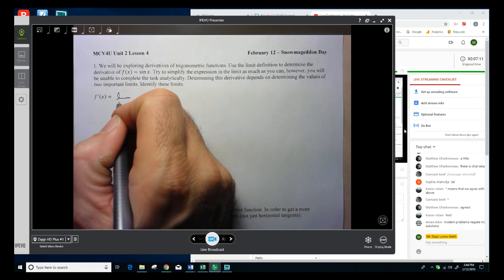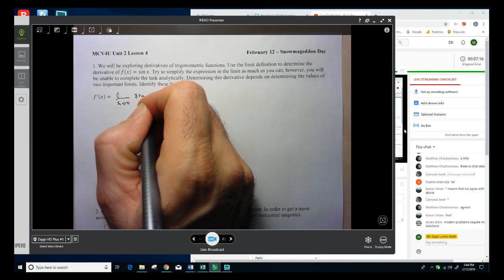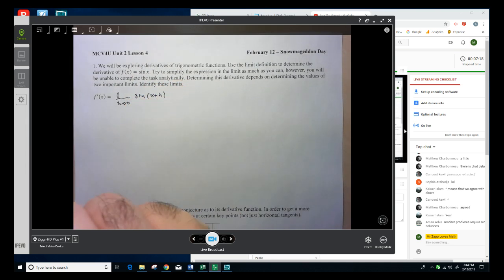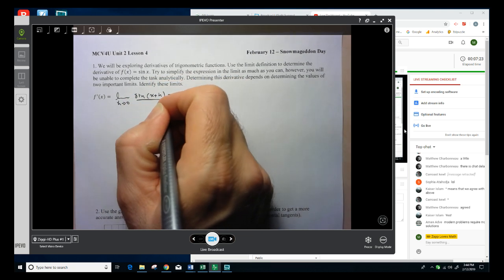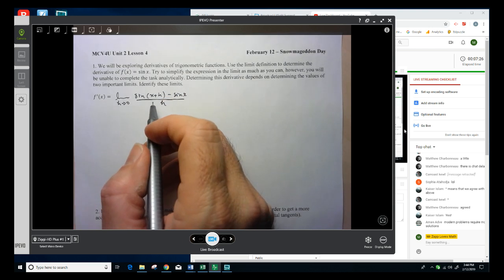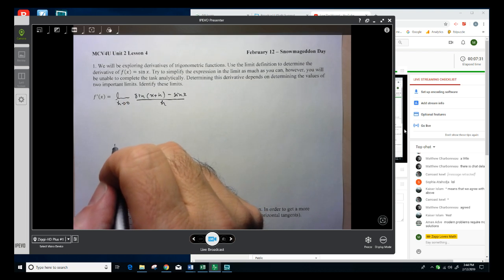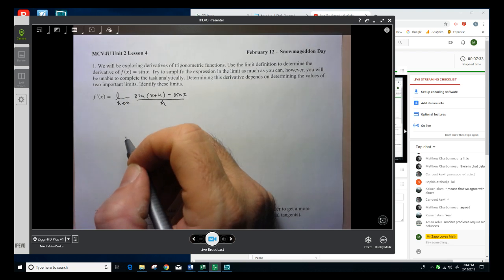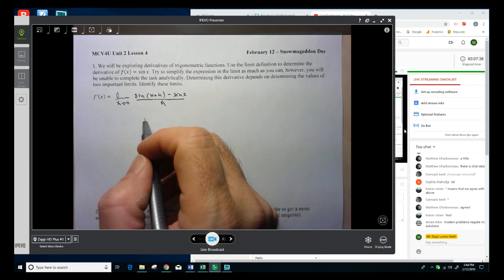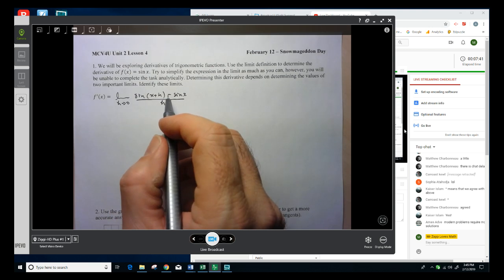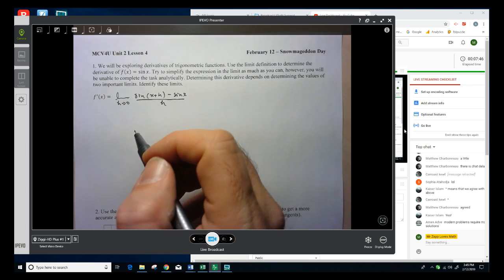So, limit as h approaches 0 of sine of x plus h minus sine of x, over h. All I did here was to apply the definition of the derivative to this particular function. Now, in the past, what we would do is try to do some algebra in the numerator and eventually end up with a factor of h that I would then reduce with the h in the denominator. So let's try to do the same thing.